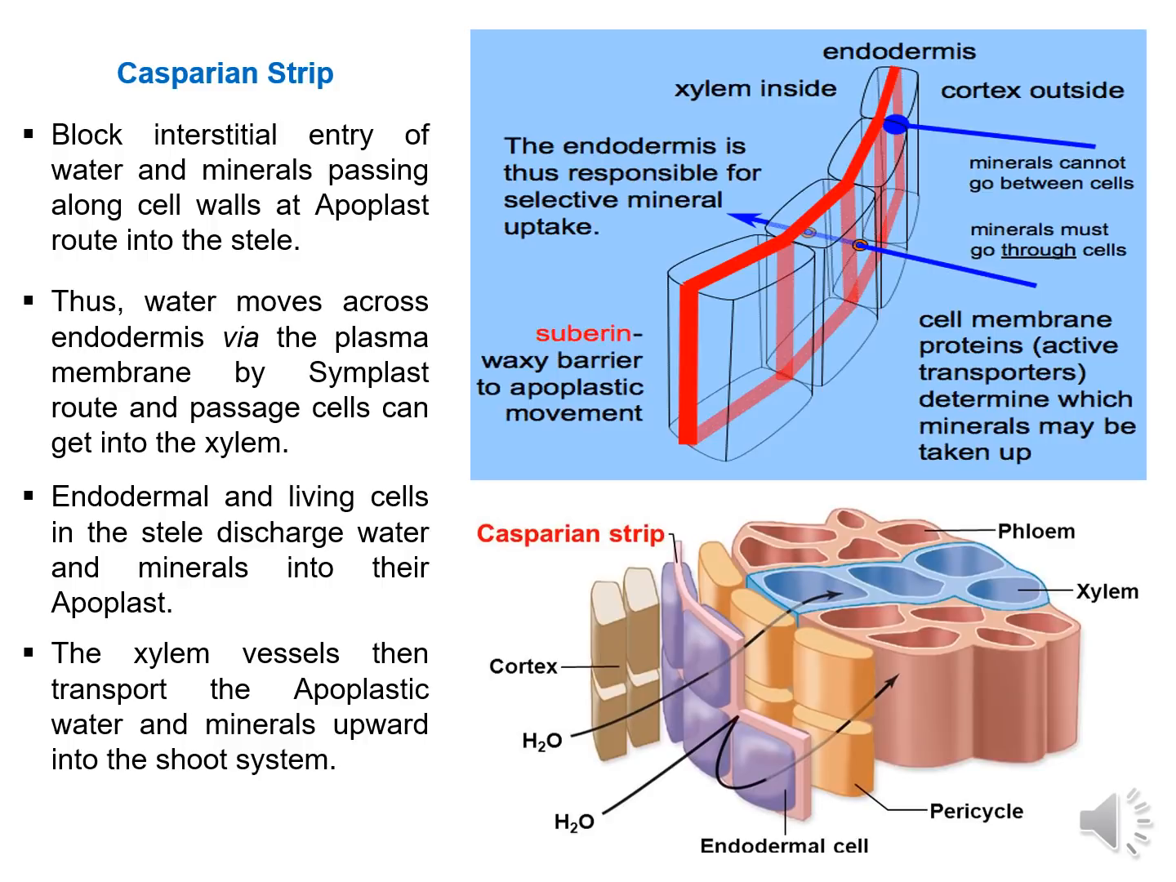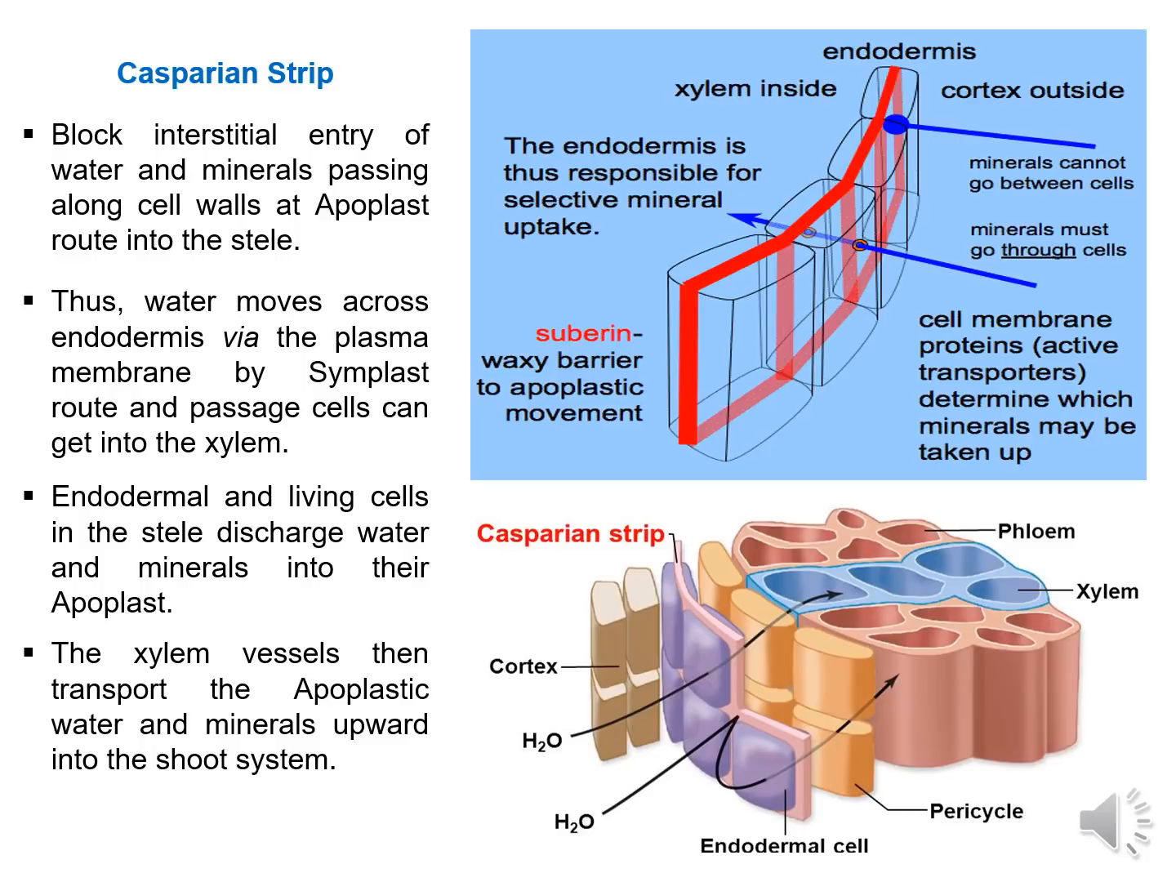The purpose of having the Casparian strip, which blocks the interstitial entry of water and minerals passing along the cell wall, is to ensure all of the water and all of the dissolved mineral ions pass through the cytoplasm of the endoderm. This is to ensure the endoderm becomes the first layer of screen, the first layer of filter. Only the good material, only a sufficient amount of water, is passed through into the next level of pericycle cells and finally to the xylem.